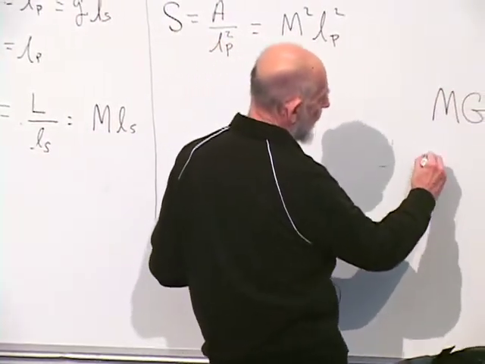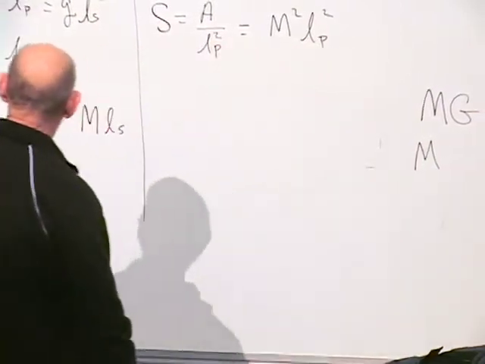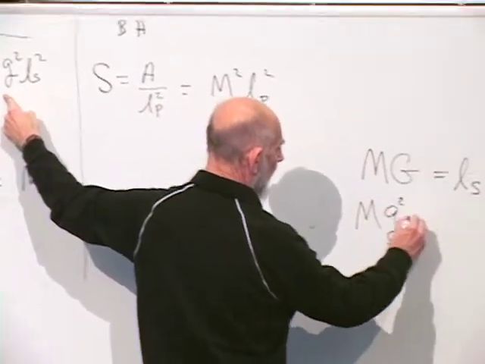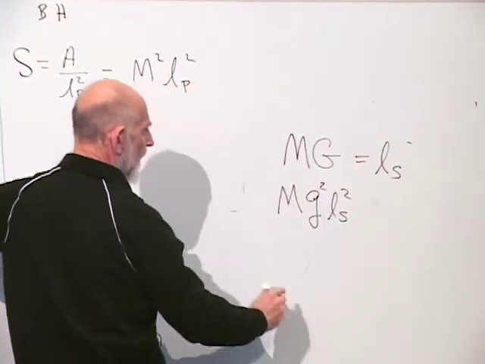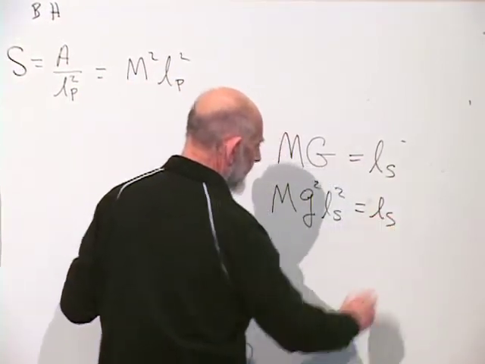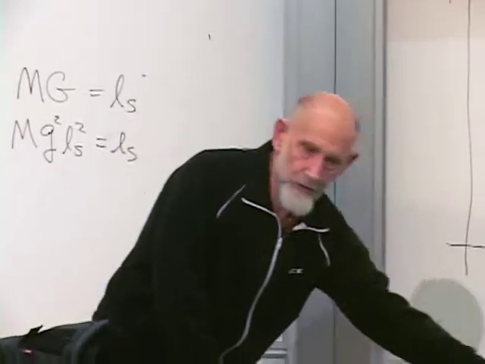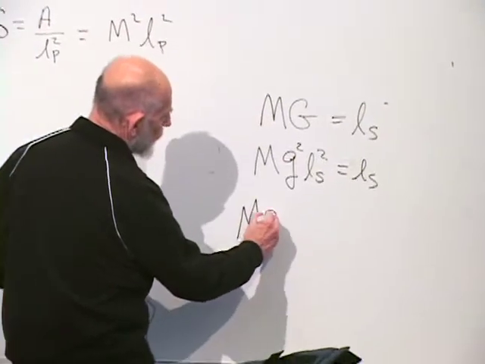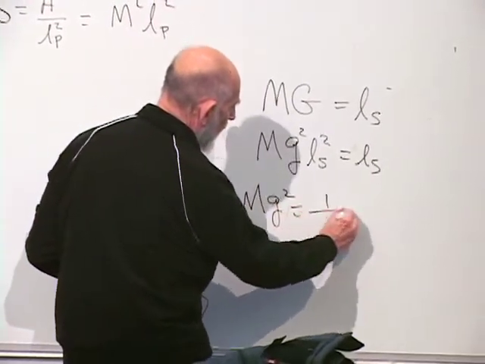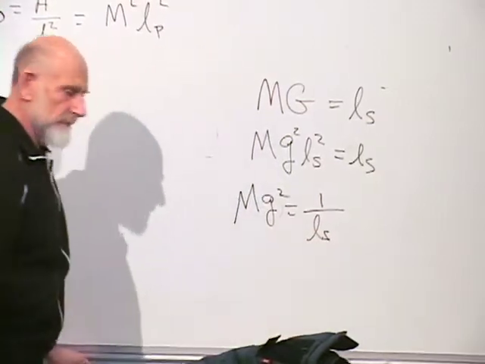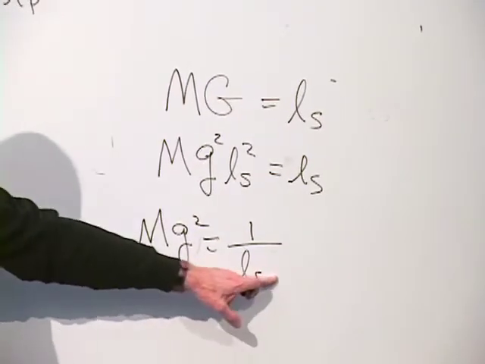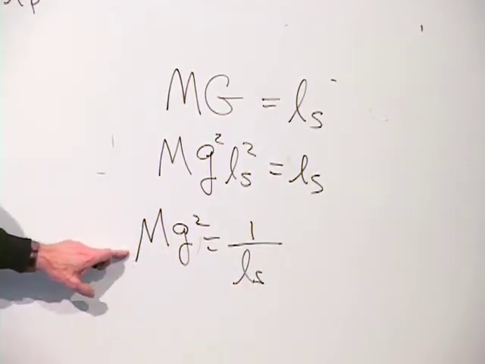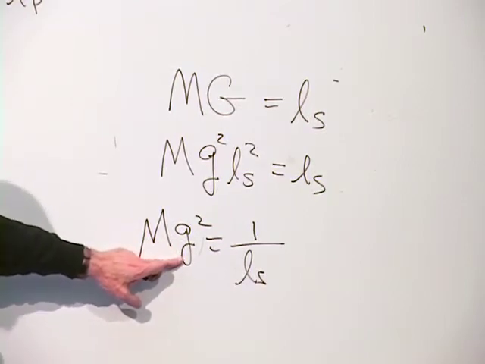Why is it a curve? Because it's the curve M. Now, big G is little g squared L string squared, equals L string. Again, we're keeping L string fixed, so just think of it as a number. And it becomes the curve m g squared equals 1 over L string. I emphasize, the right-hand side is just a number. It's whatever we choose for the unit of L string. The left-hand side is m g squared.